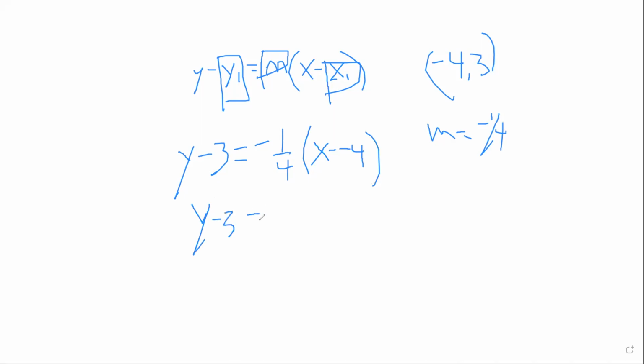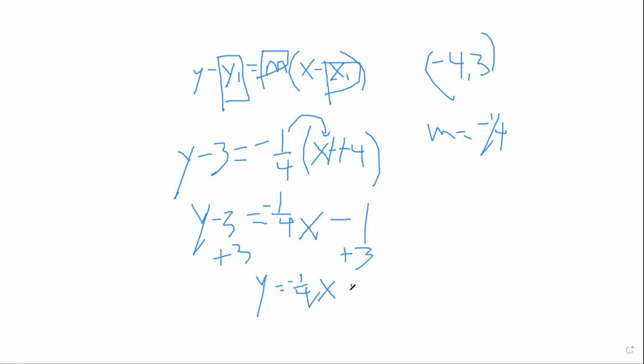So y minus 3. Now I got to do distributive property. This becomes keep, change. I get negative 1/4 X, negative 1/4 times 4 is negative 1. But once I solve point slope equations for y, I get slope intercept. Negative 1/4 x plus 2. Exactly the same.